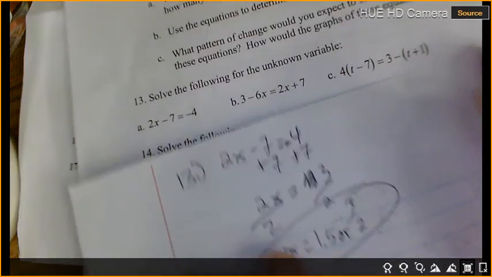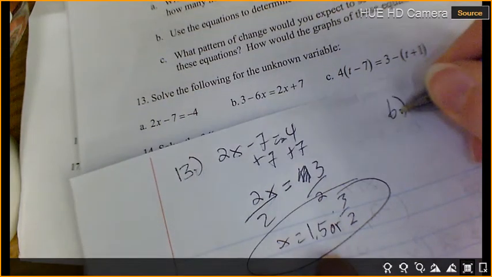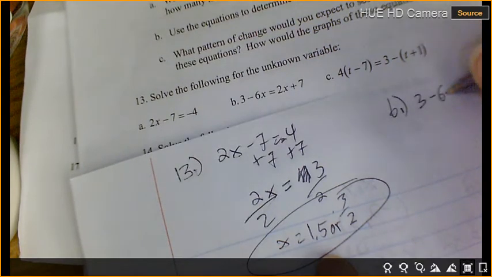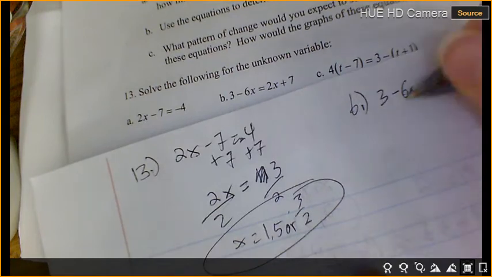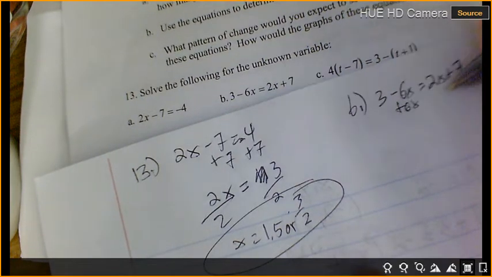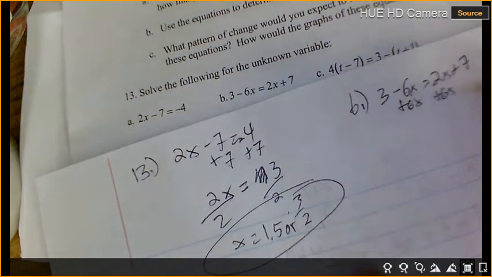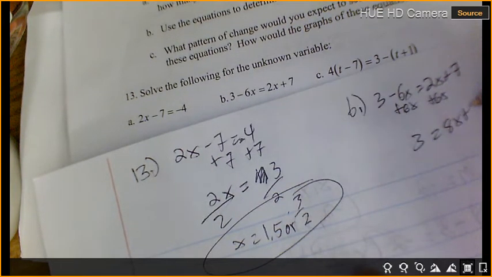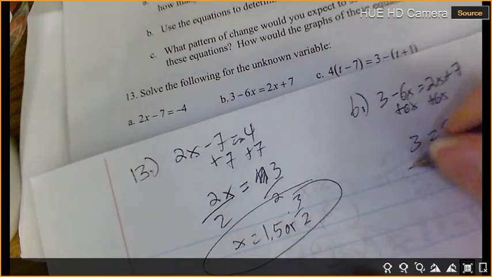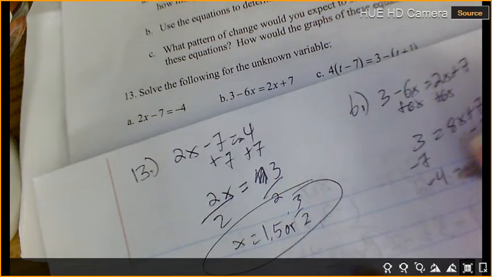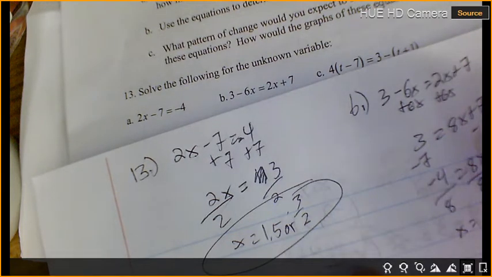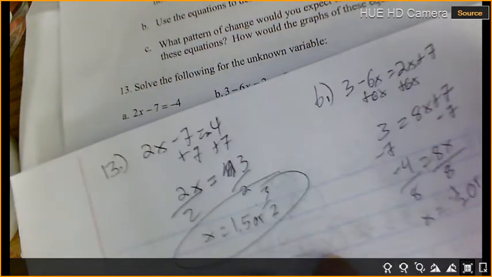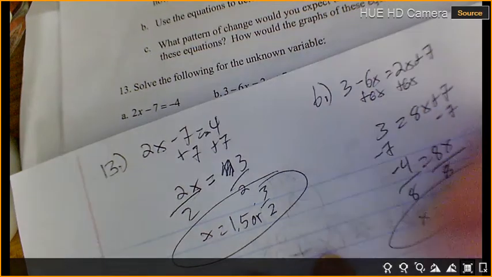Okay. B, 3 minus 6x equals 2x plus 7. We're going to add 6x to both sides. You can subtract 2x instead, but I like to get rid of the negatives. So I get 3 equals 8x plus 7. Subtract 7 from both sides. Negative 4 equals 8x. Divide both sides by 8. x equals negative 1/2 or negative 0.5. Either way.